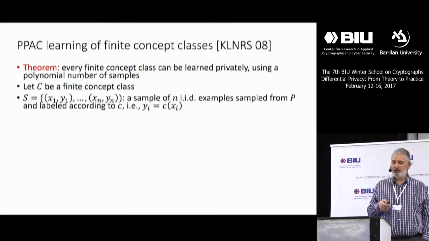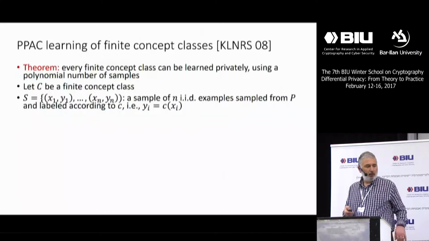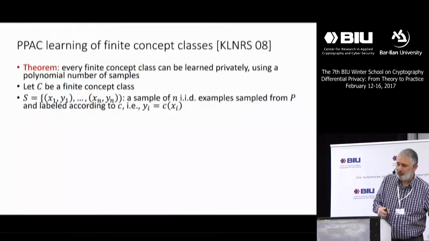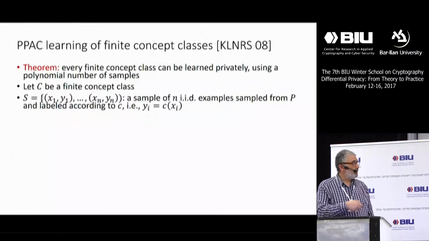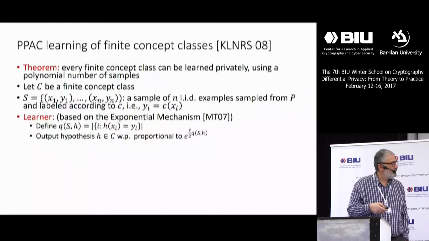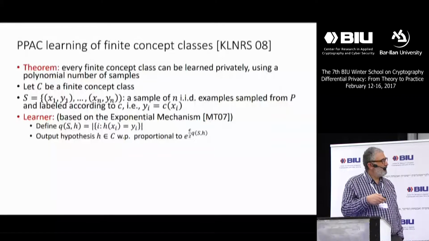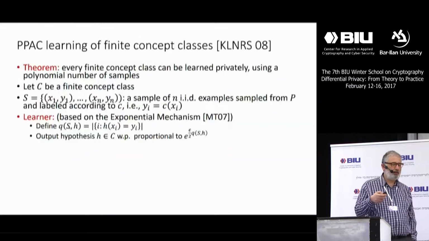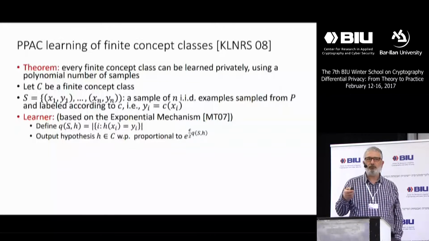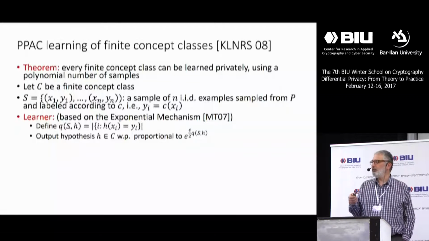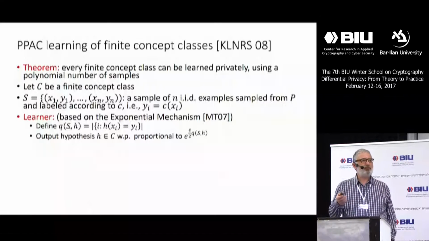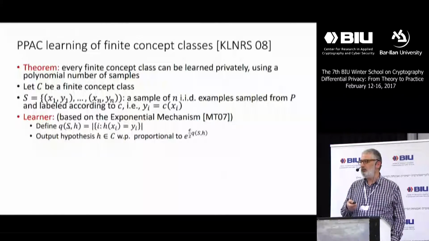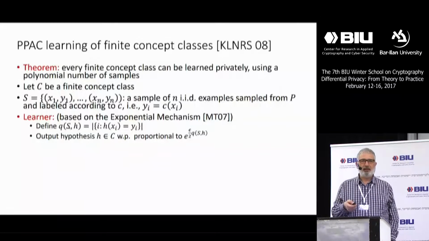Let's begin with the finite concept class, and we get a sample of n i.i.d. examples. Okay? And they are labeled according to some target concept. The learner that we'll use, in a sense, imitates, as I said, the Occam razor learner. So in the Occam razor learner, we're looking for a consistent hypothesis. And here we'll look for an almost consistent hypothesis. And the tool to do that is the exponential mechanism.